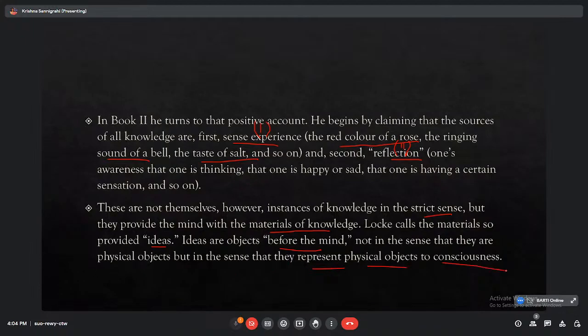Here, I would like to refer to Plato's idea of how reality is created, how imitation, and what we see around us is an imitation of the ideal, which we have discussed when we took up literary criticism. So Plato's description and then Aristotle's description can be referred to, wherein he is saying that ideas are objects before the mind, not in the sense that they are physical objects, but in the sense that they represent what? That is, they present physical objects to consciousness. They present the physical objects to the consciousness of the mind.